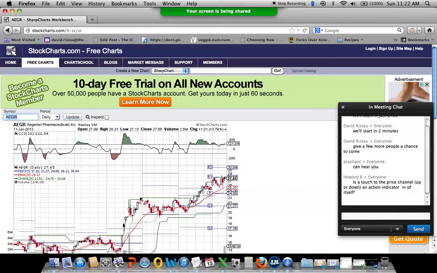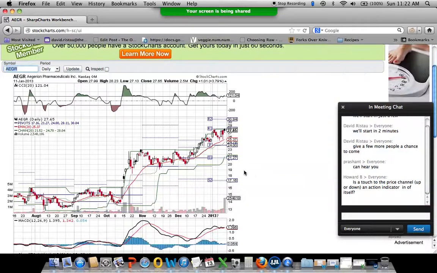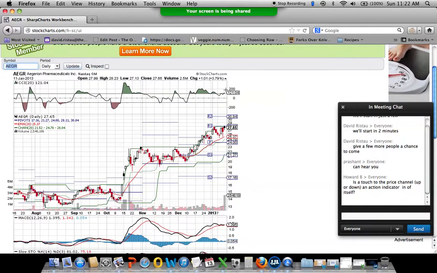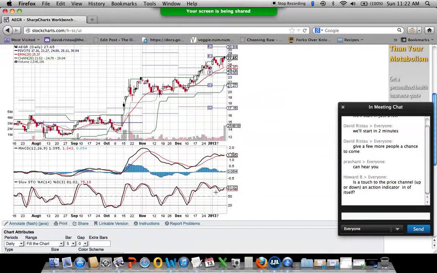Now, could it continue higher on moving into next week? Sure. It's got really strong momentum. You see CCI is just creeping over 100. It's at 121, but it is trending up. You've got the slow stochastics trending up right now, and the MACD.